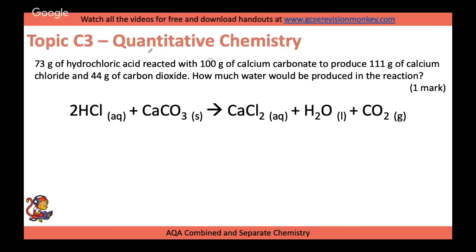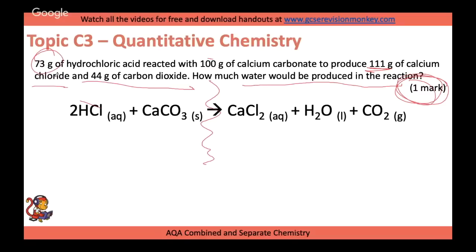I want you to look out for this one in the exam. It's the idea of the conservation of mass. Everything on the left, in terms of atoms and mass, must equal everything on the right. So this question looks very difficult. It says 73 grams of hydrochloric acid reacts with 100 grams of calcium carbonate to produce 111 grams of calcium chloride and 44 grams of carbon dioxide. How much water would be produced? But look at the marks. It's only 1 mark.